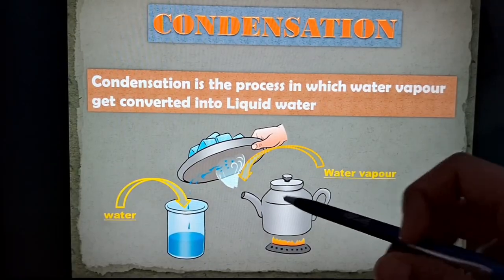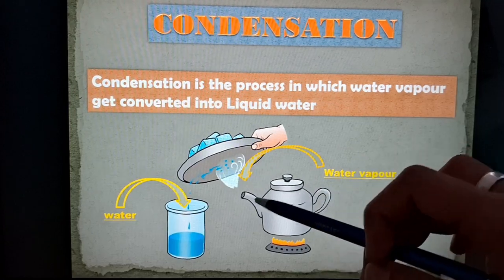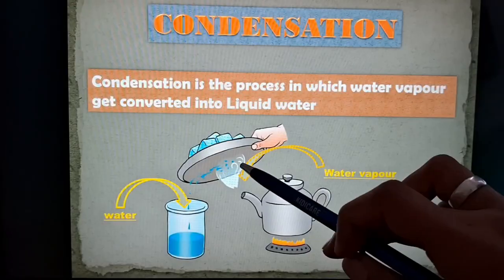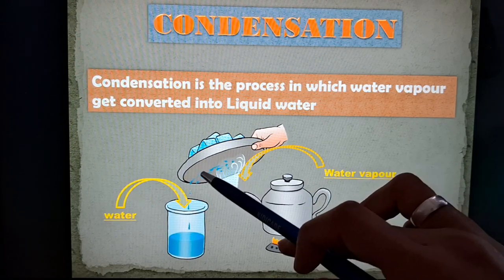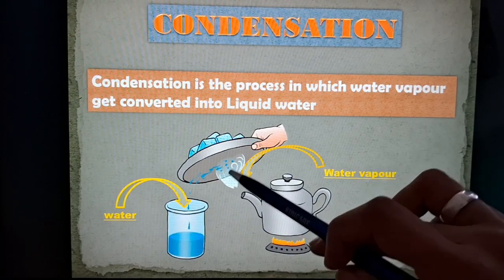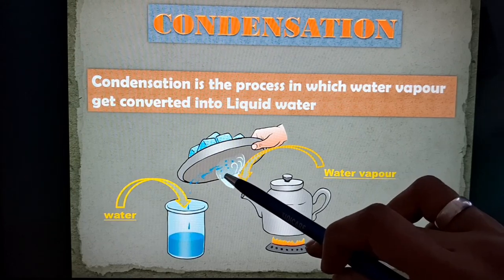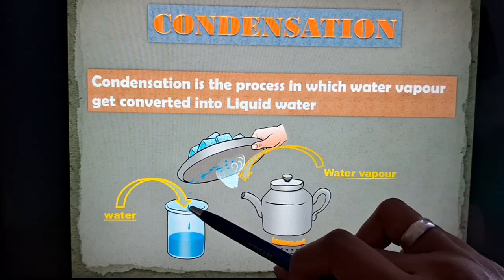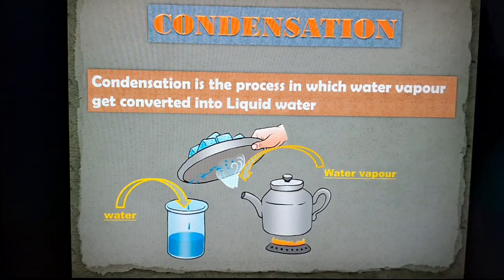You see in the given picture the water vapor forming due to heating of water. If you cool this water vapor, then it will be converted into water again. So water vapor, which is in gaseous form, due to cooling gets converted into water. It is called condensation.